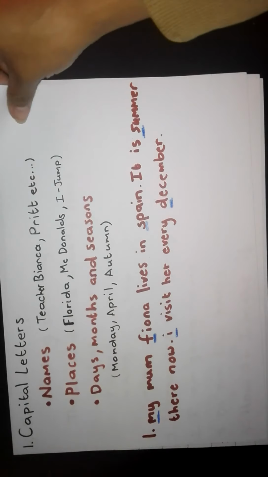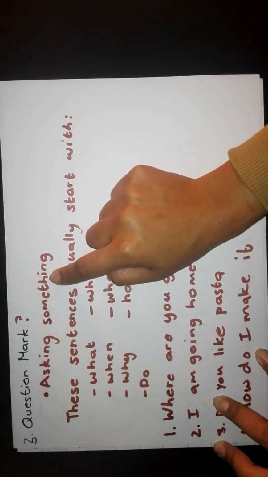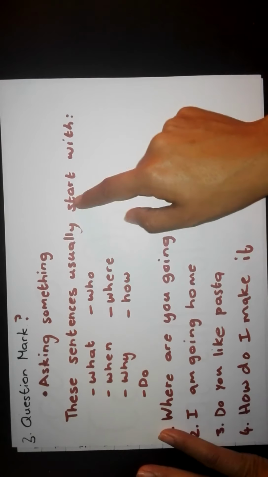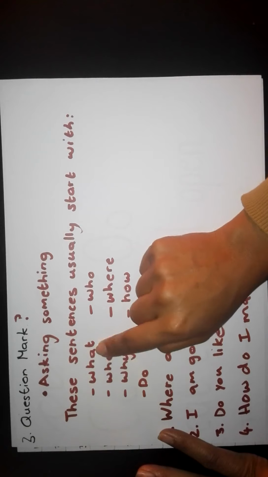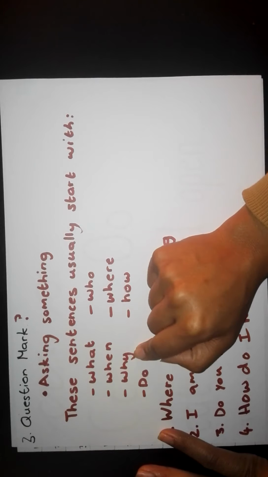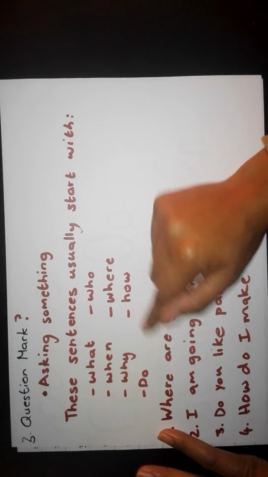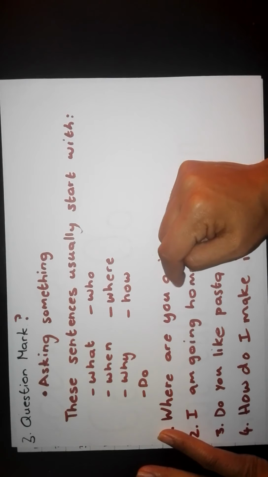So let's just move on to a question mark. Right, so a question mark is for when you are asking something. Okay, it says here these sentences usually start with all of these words that we did: what, when, why, who, where, and then we have how and do. When you see a sentence start with this, it's usually a question.